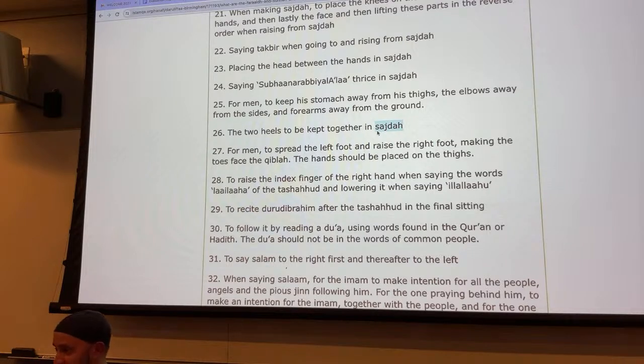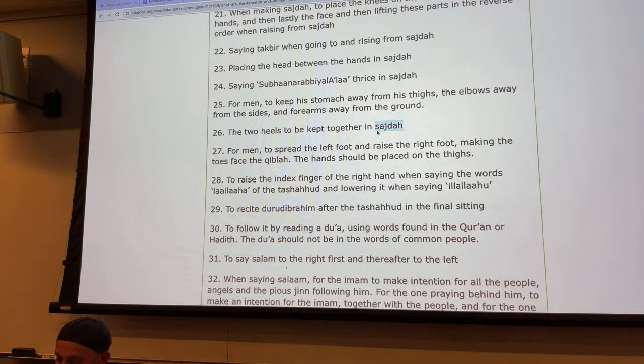Things are facing towards Mecca. For men, you're going to spread the left foot and raise the right foot, making the toes face towards Mecca, and the hands should be placed on the thighs. So this is when you're in a kneeling position. We're going to also go through all these postures. I'm just going through the list right now, so don't worry about it.